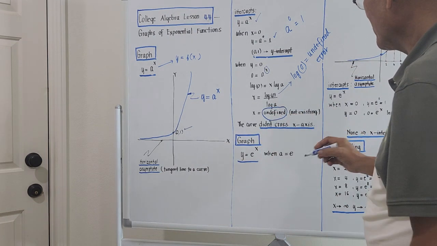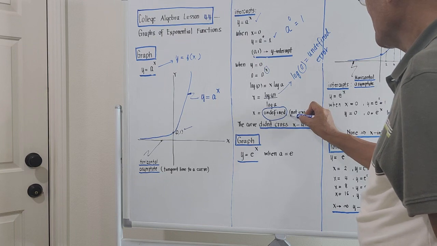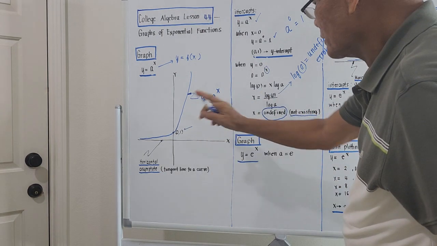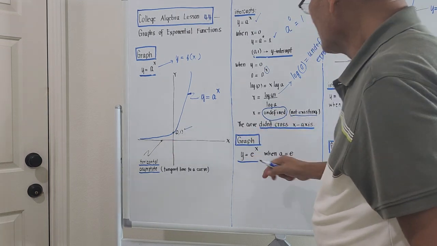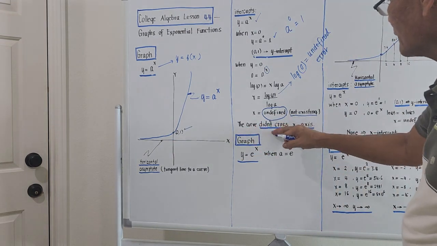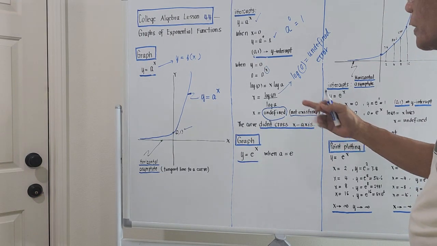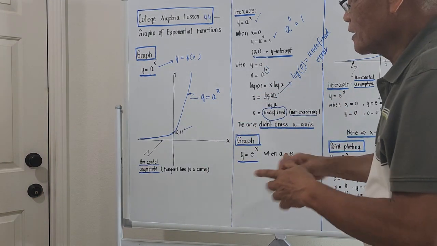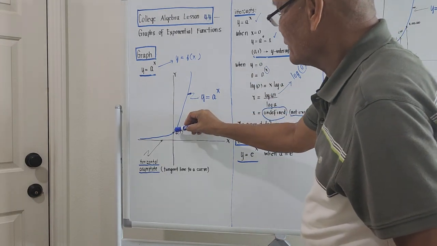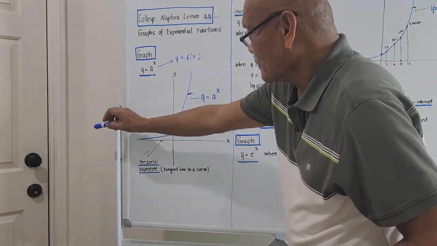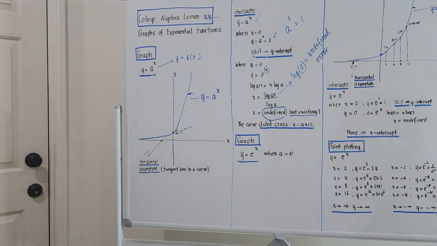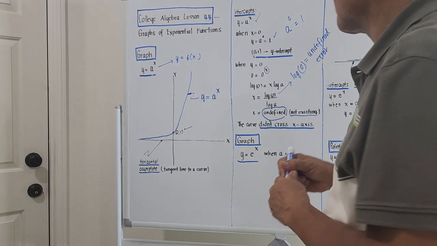So if it is undefined, the curve does not cross the so-called x-axis. We do not have any x-intercept. So how do we know that the curve goes up and should be to the left, approaching the x-axis? Okay? How do we know? It is something like this.